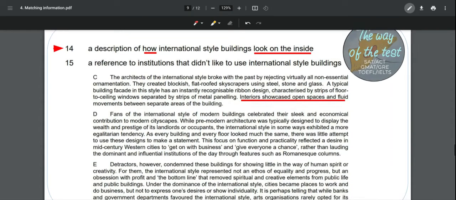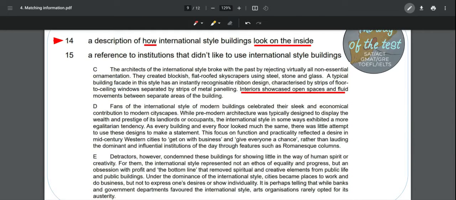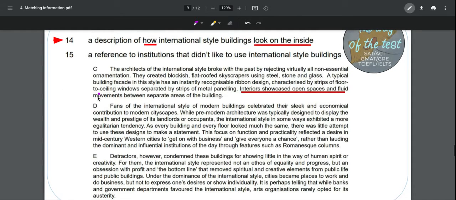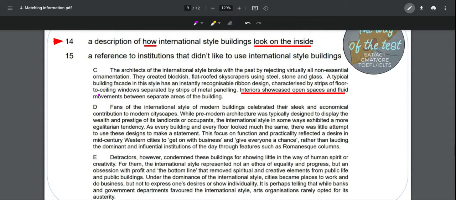So we're going to find the first one. We have a description of how international style buildings look on the inside, right? Since the whole text is about international style buildings, we're not going to choose this one as a keyword. Why not? Because this is repeating here and probably is going to repeat in 16, 17, 18. So we're not using the one that repeats. We're going to use the ones that stand out from the rest. So, a description of how this looks on the inside.